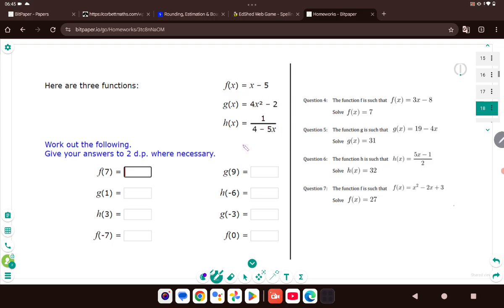Okay, have a go at this left-hand side first, and then the right-hand side. Put me on pause maybe, unpause when completed.